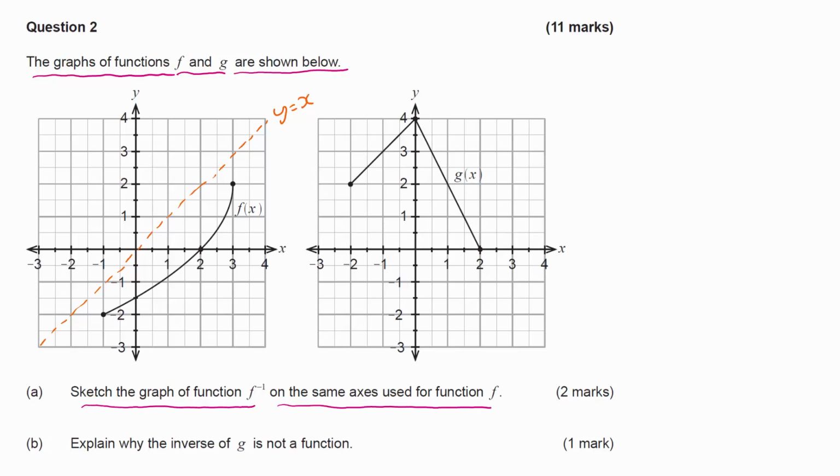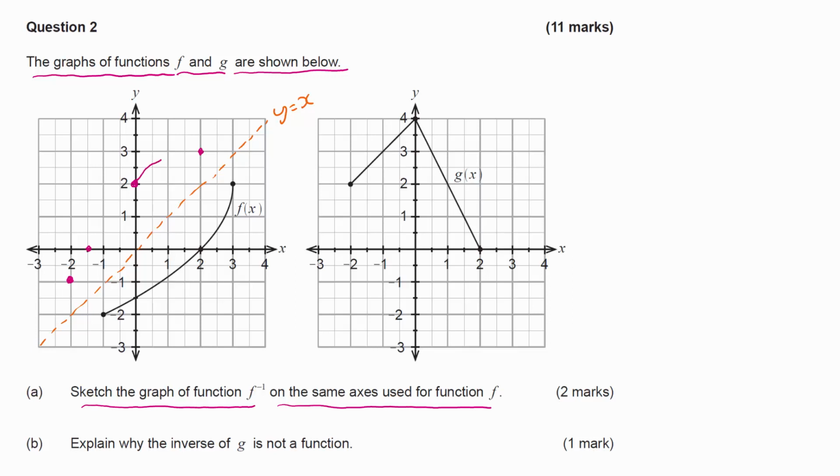So this point here at -1, -2 will reflect to -2, -1. This point here, which appears to be at about -1.5, would reflect to here. This point here at 2, 0 would go to 0, 2. And this point here at 3, 2 would go to 2, 3.